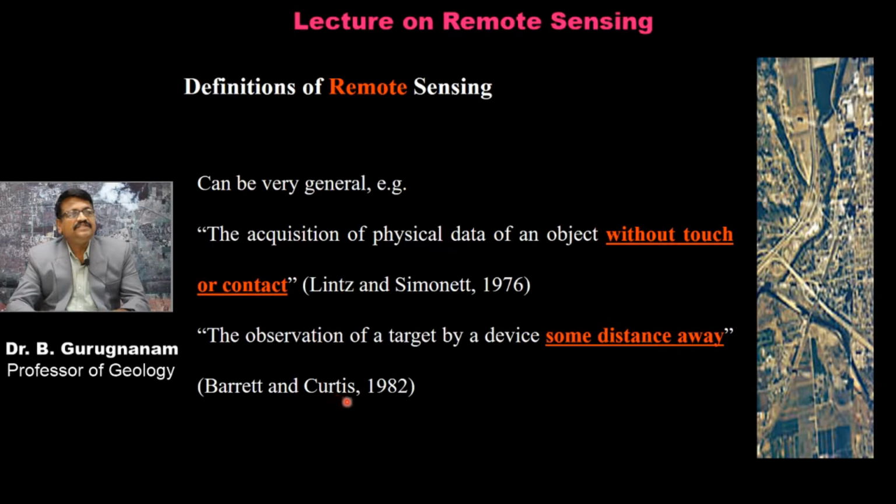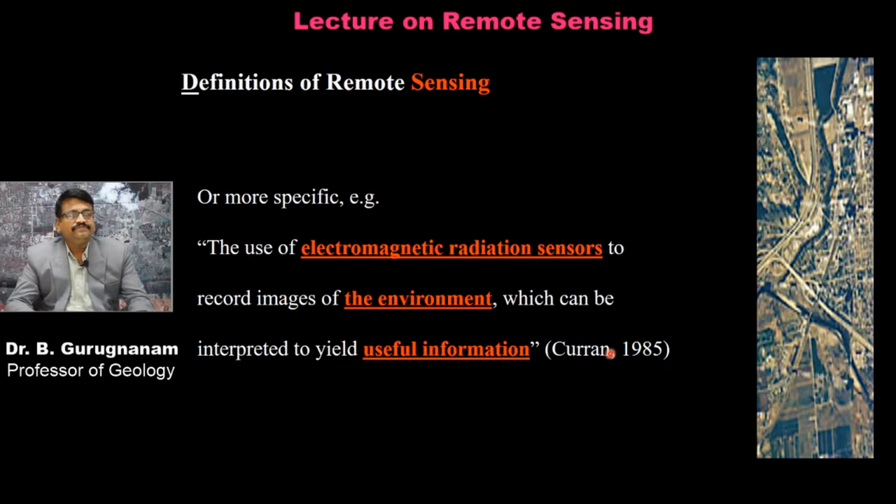And Curtis in 1982 also defined it as observation of a target by a device some distance away, without touching the object. You keep your distance away, that is remote sensing. And Curran in 1985 defined it more specifically as the use of electromagnetic radiation sensors to record images of the environment, which can be interpreted to yield useful information. This is exactly what satellite data does.